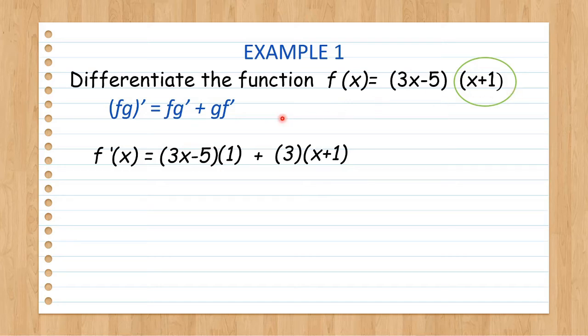But we can simplify this further by multiplying in our brackets. So 3x - 5 multiplied by 1 is 3x - 5, and 3 times x is 3x, and 3 times 1 is 3. Now we can add our like terms, where 3x + 3x is 6x, and -5 + 3 is -2. And that is our final answer.